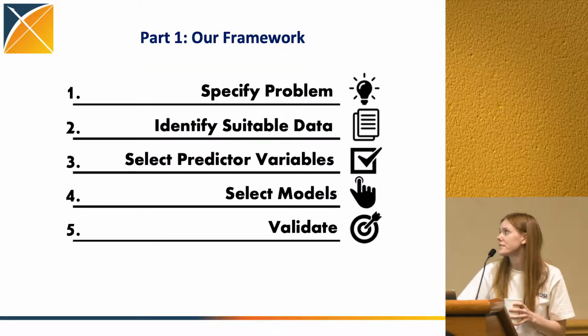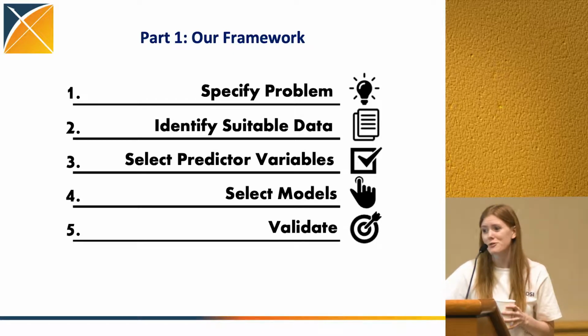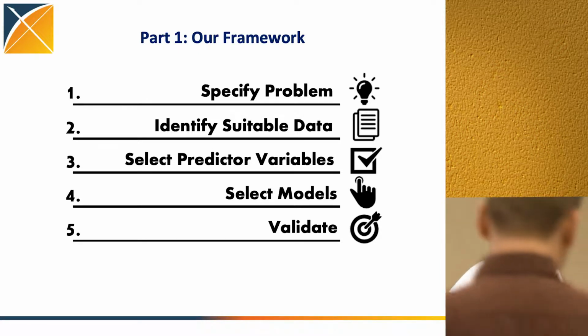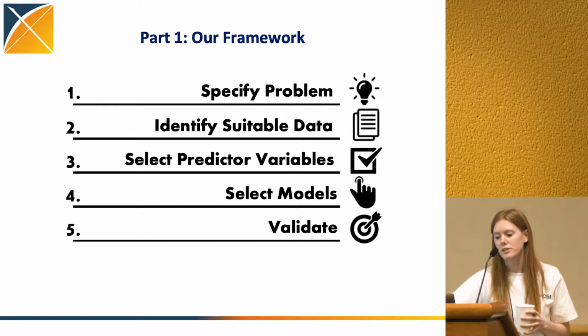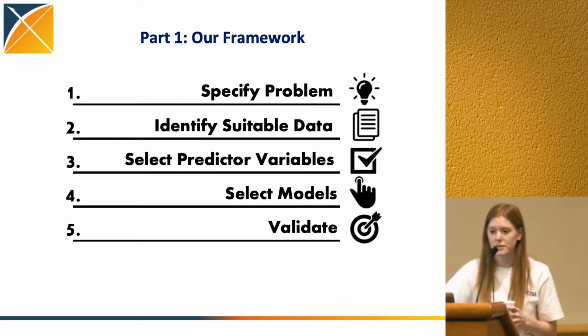So our five-step framework: we have to specify the problem, which the good news is you've already done, so I can skim through this pretty quickly. You mentioned it all when you came up with your prediction problem earlier. But I will say there are some considerations you want to make. Then there's the suitable data, so you need to make sure you actually have data for your prediction problem. Select the predictor variables, and I'll talk about what we have in the package and what you can add in. And then the models, the same thing, what we have and what you can add. And then we'll talk about how we actually do the validation, and I'll show you some examples of that.